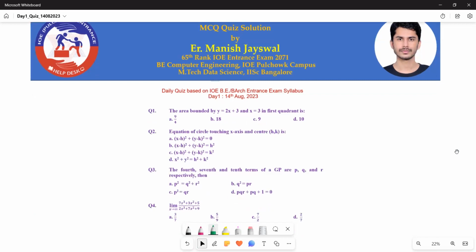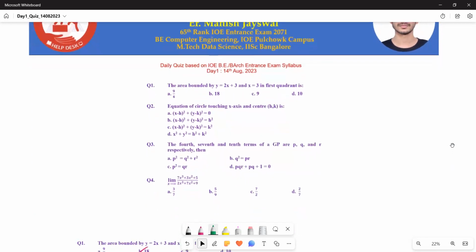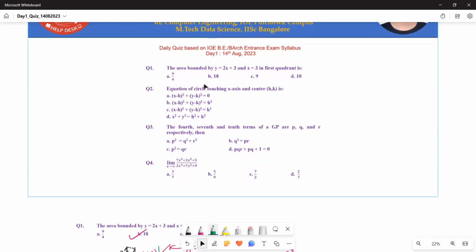Four questions are here. So you can see our four questions. The first question is: the area bounded by y equal to 2x plus 3 and x equal to 3 in the first quadrant is. And we have four options, right? So the options are 9 by 4, 18, 9, 4.